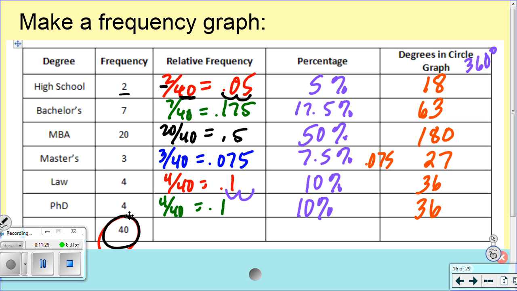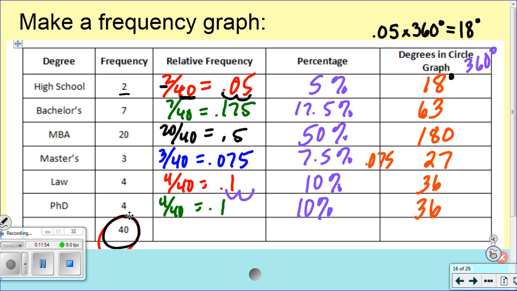Here's how the degrees in a circle graph come in. So if I do 5% or 0.05 times 360 total degrees in the circle, do that on my calculator, I'm going to get 18 degrees. So when I make my circle graph, I know that that particular piece is going to be 18 degrees. I do that for each one of these.